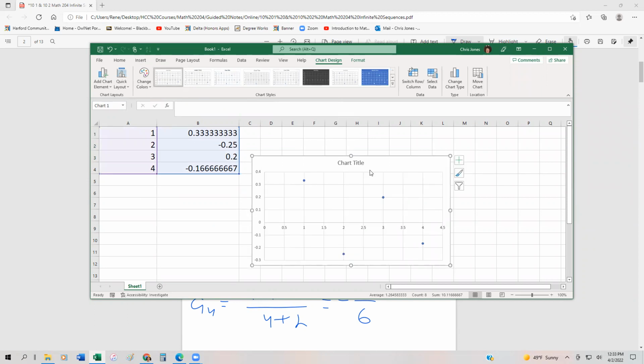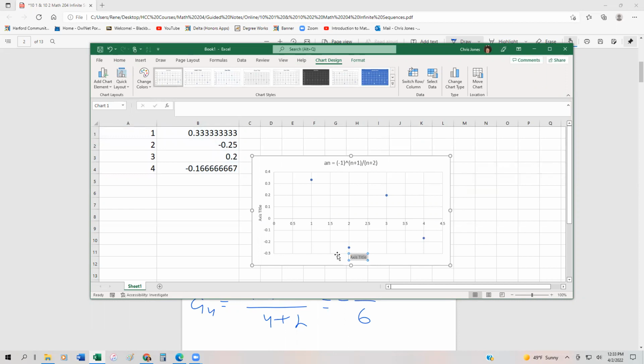We could change the title, and we could add in labels if we wanted to. So if I wanted to title this, I would say maybe something like a sub n equals -1 raised to the n plus 1 divided by n plus 2, just to give it a title. And then if I wanted to, I could click on this plus button, click on the axis titles, and this could be our x-axis, or in this case, n. And this would be a sub n, which is going to be our sequence.